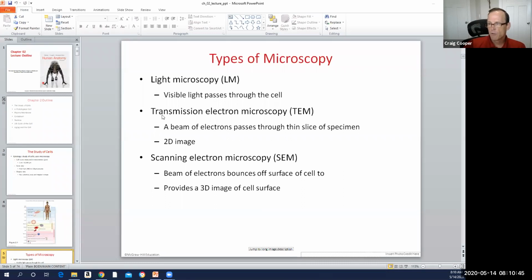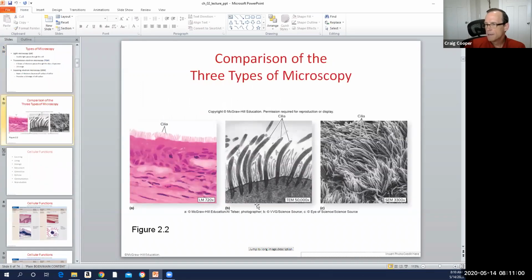So those are our most crude way to use a microscope. The next two, the transmission one and the scanning one, both use electrons to help increase the magnification and improve the detail of the images a lot. So let's look at what those images might look like.